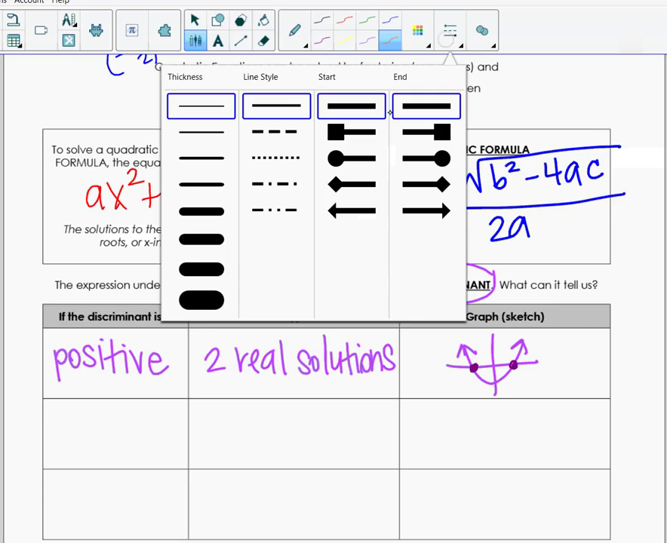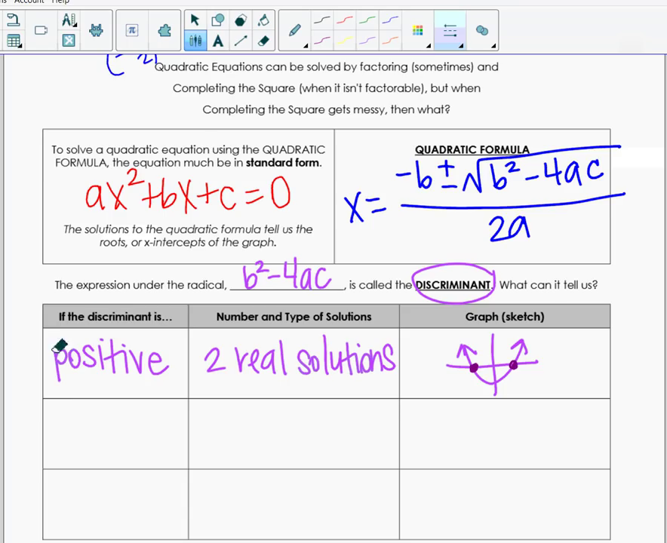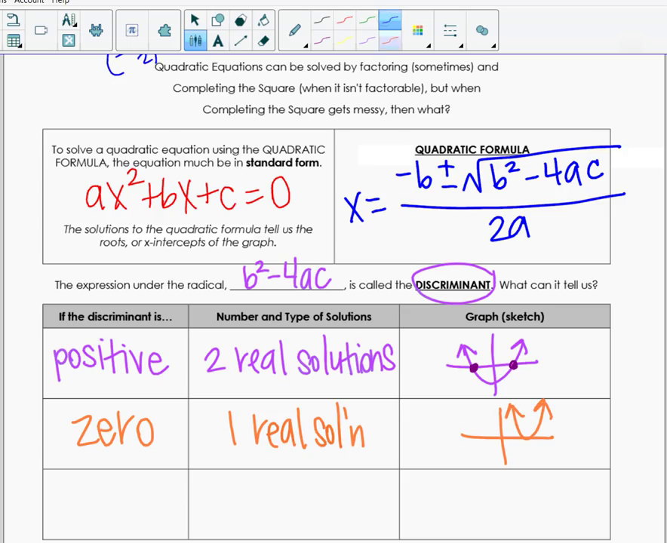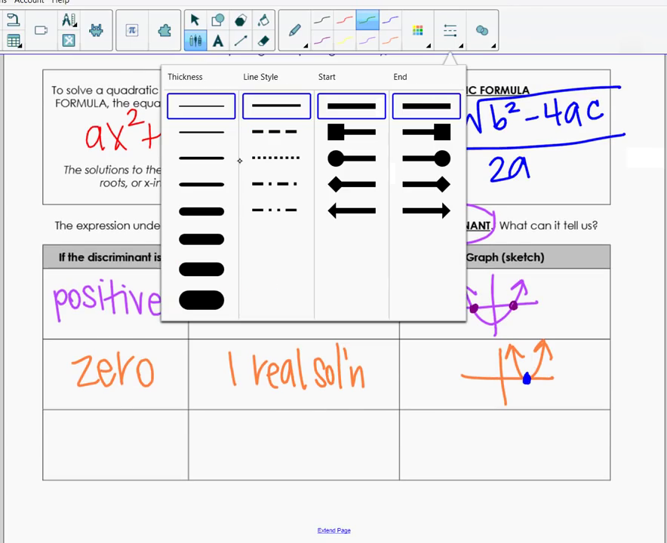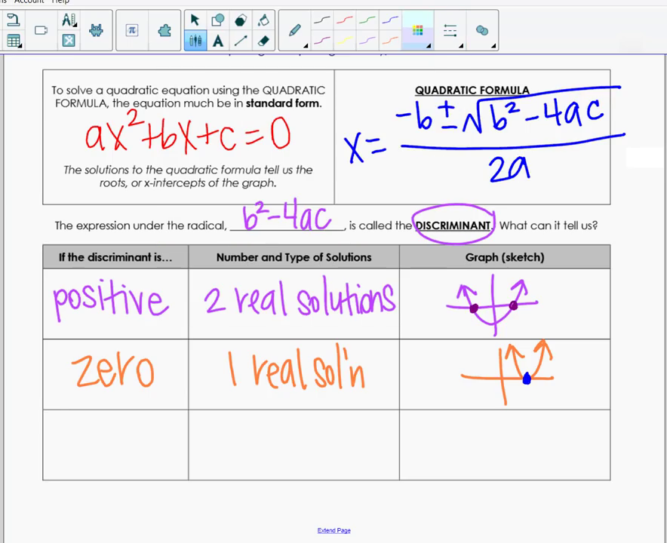Now, you also could have a discriminant that is equal to 0. If your discriminant is equal to 0, that means you have one real solution, because that means when you graph it, no matter which way it opens, you hit the x-axis one time. Okay. Your last option, hopefully you're kind of expecting what's coming next. We have positive, we have 0. So it could also be negative.